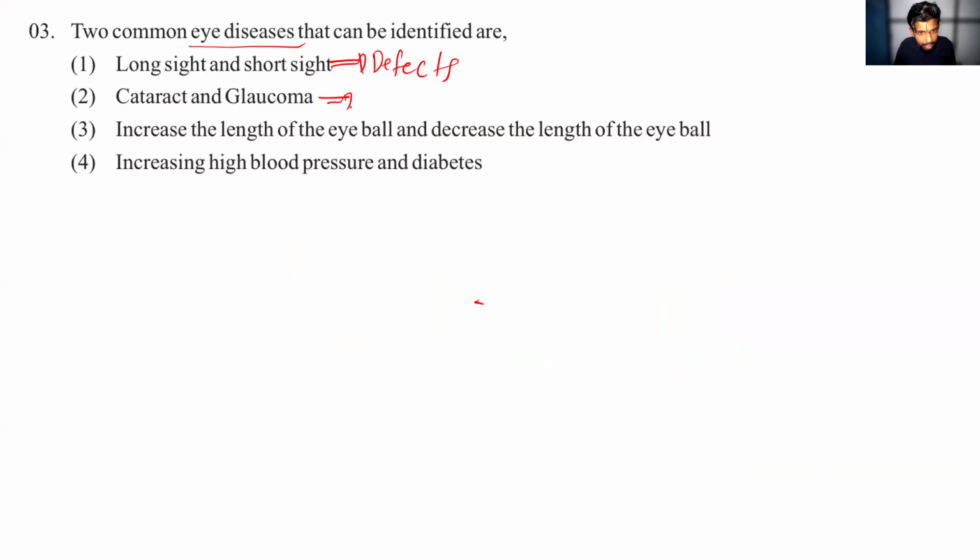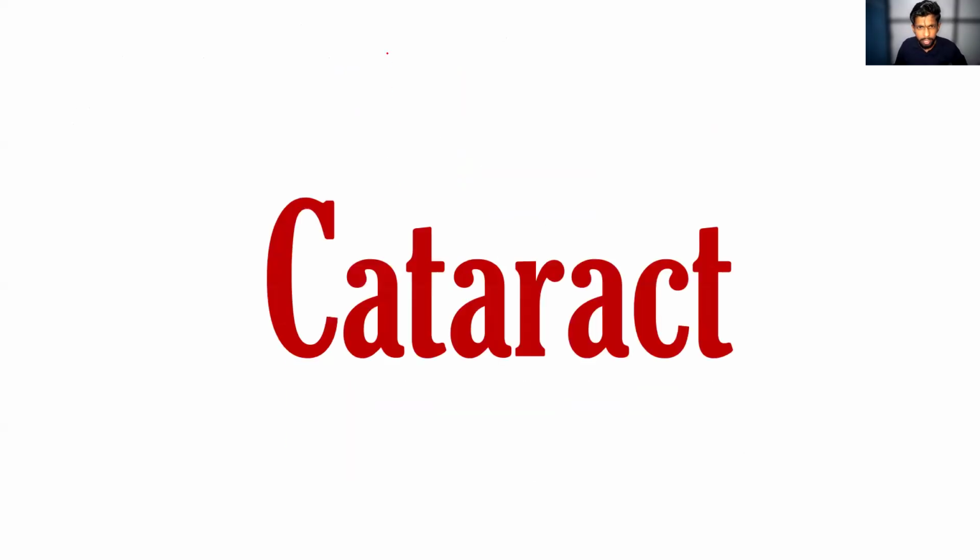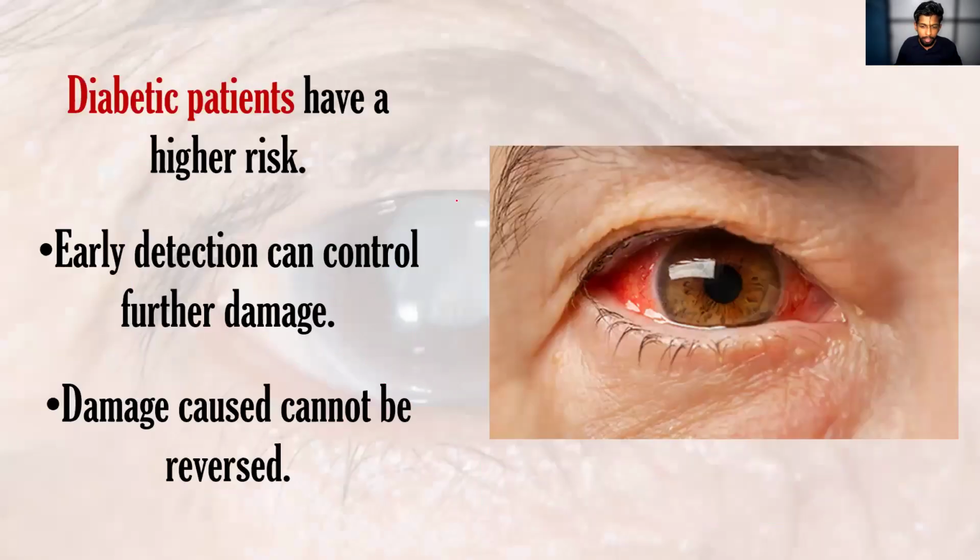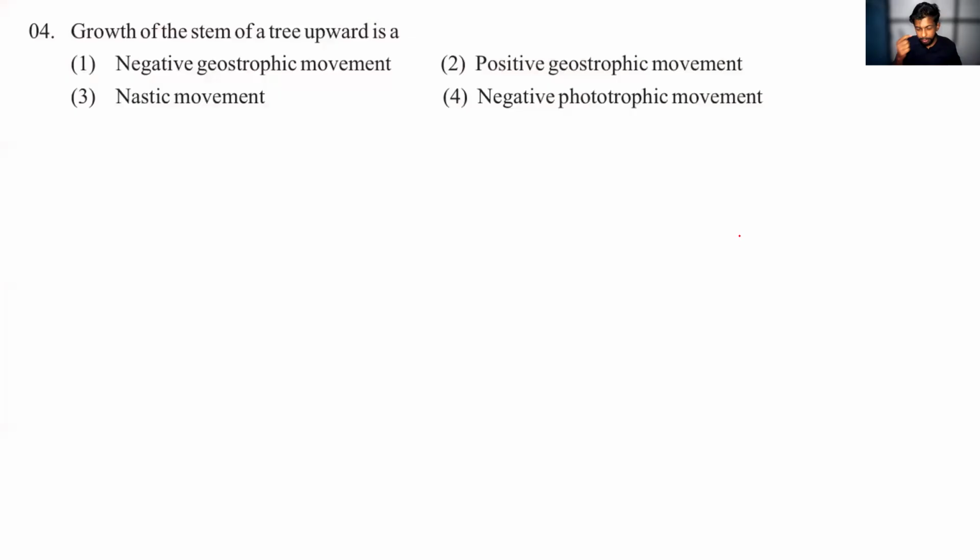These are the diseases. Did you get the idea? So we want to be very careful. In the exam, normally they will ask this one: diseases and defects. Defect means long sight and short sight. They are not diseases. The diseases are the cataract, the glaucoma, and the eye infections. Okay. Here you can see the eye infections, right?